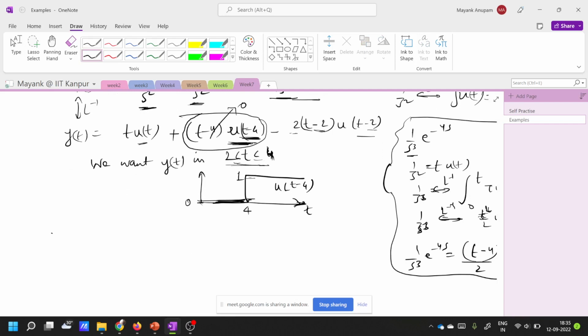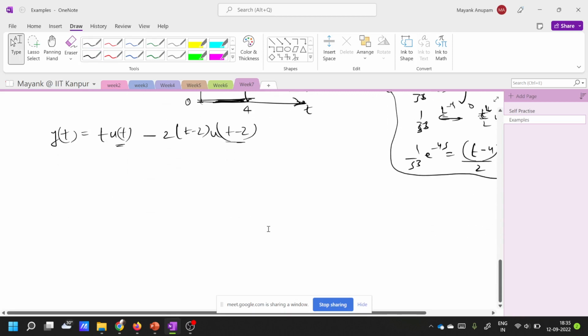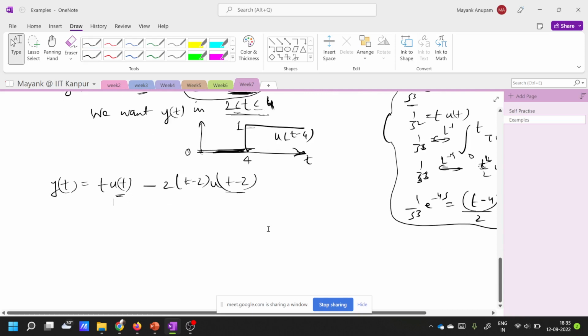So our new signal is t into u of t, minus 2, t minus 2, u of t minus 2. And between t is equal to 2 to 4, u of t minus 2 and u of t both are equal to 1, isn't it? This is clear, right? Or you want me to explain it? Okay, I will explain it quickly.